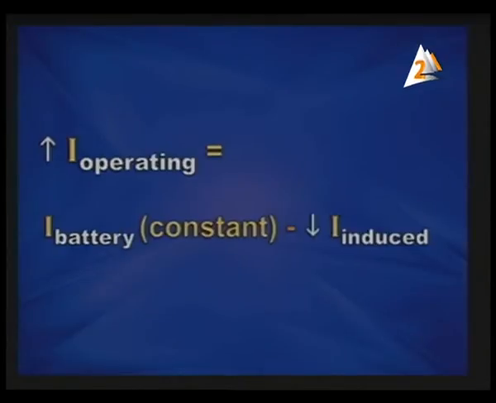And this increases the speed of the coil. So, as I said, battery current is constant. If the coil tends to slow down, the induced current decreases, and this leads to an increase in the operating current. So the speed increases once again. Actually, it rotates with a uniform, constant velocity.